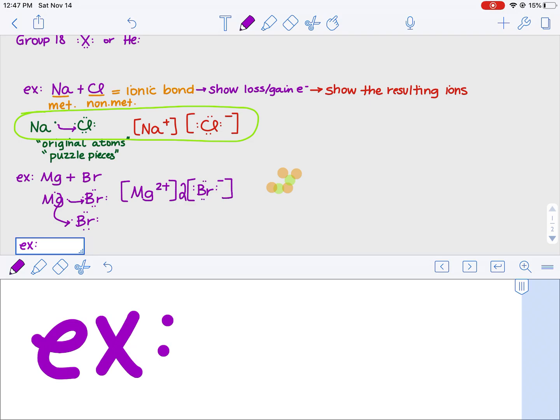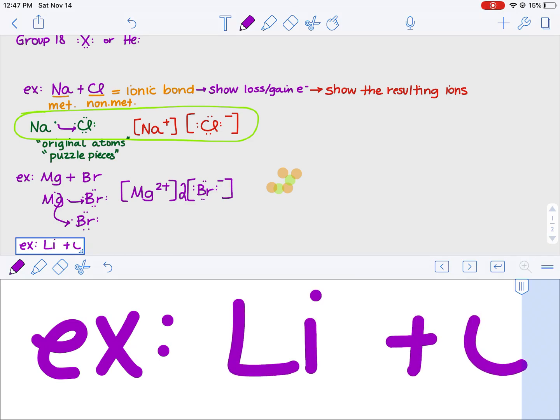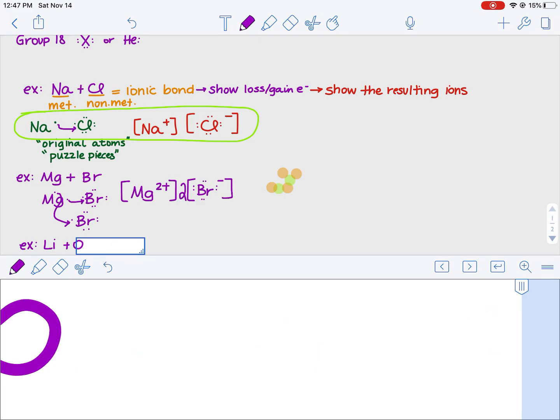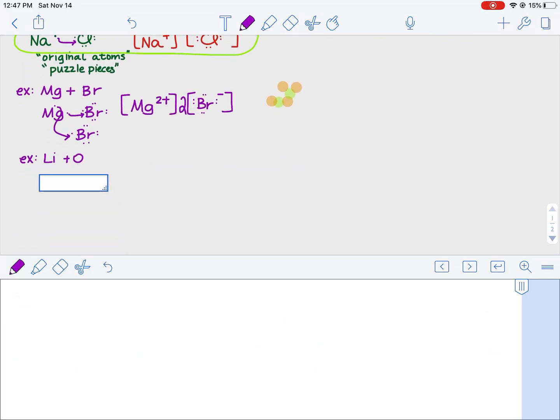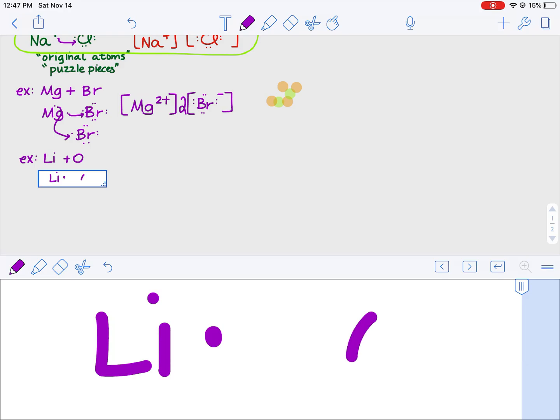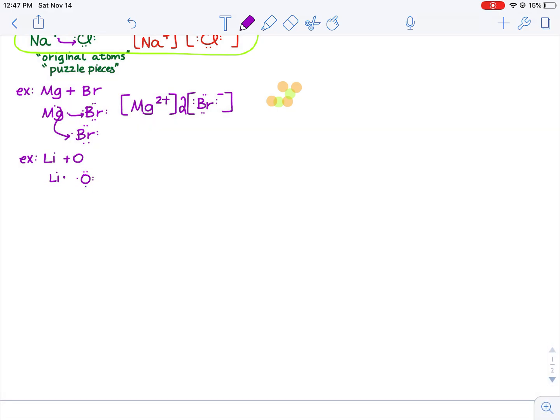All right, let's try one more. What if I were going to have a compound formed between lithium and oxygen? Lithium is a metal, oxygen is a nonmetal, so I'm visualizing an ionic bond. I need to show the loss and gain of electrons. Lithium is a group 1 element. It has 1 dot around its symbol. Oxygen is in group 16. It has 6 valence electrons around its symbol.